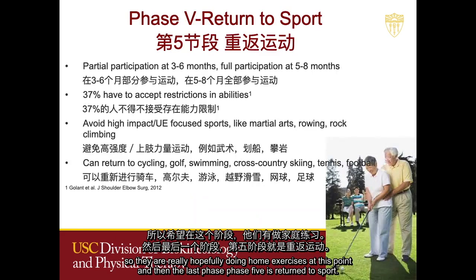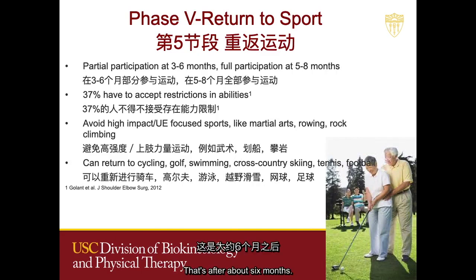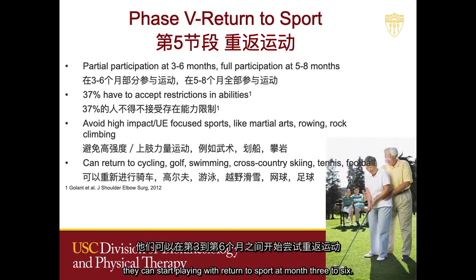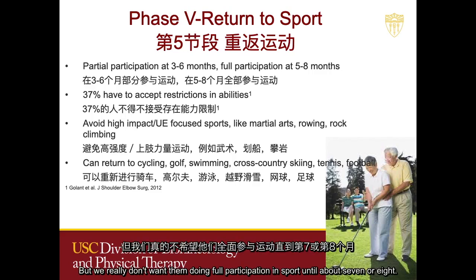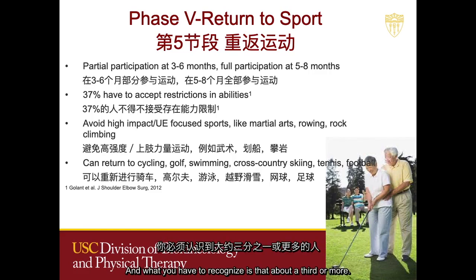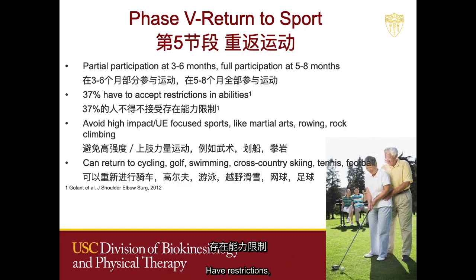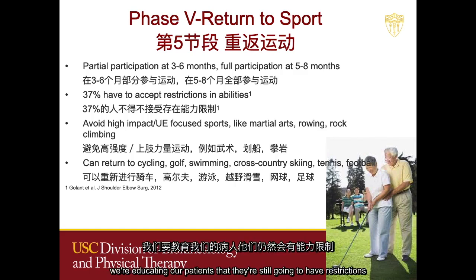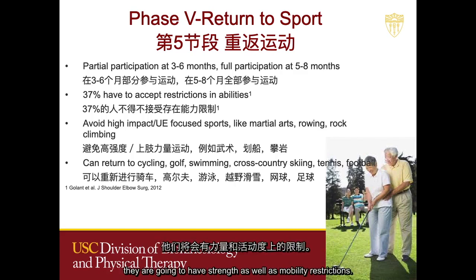And then the last phase, phase 5, is return to sport. That's, again, after about 6 months. They can start playing with return to sport at month 3 to 6, but we really don't want them doing full participation in sport until about 7 or 8 months. And what you have to recognize is that about a third or more have restrictions. It's important that we educate our patients that they're still going to have strength as well as mobility restrictions.